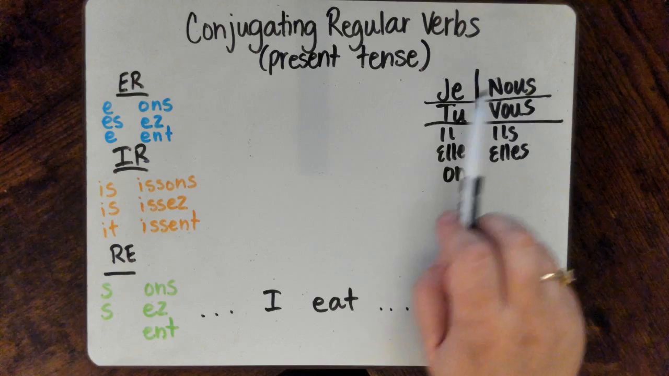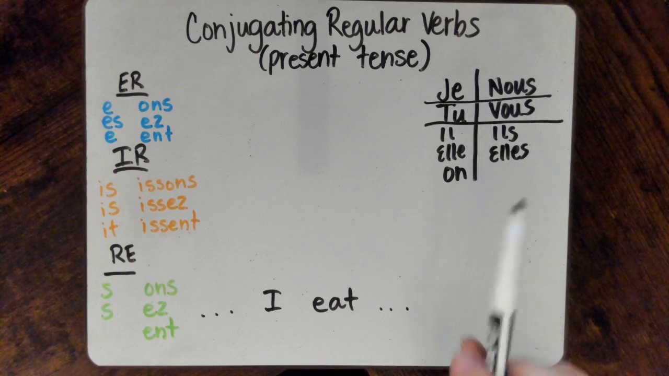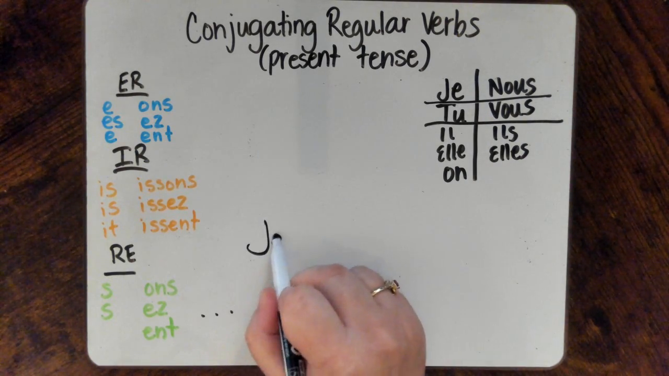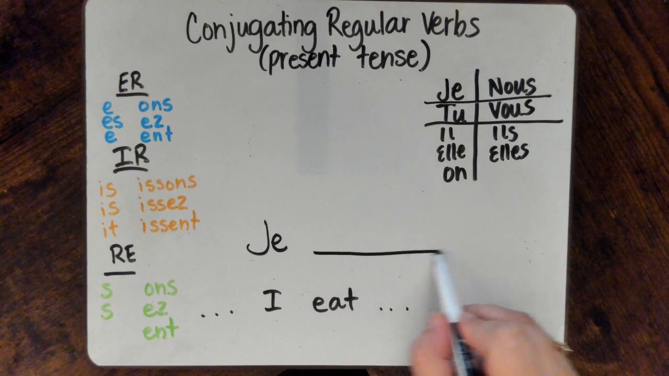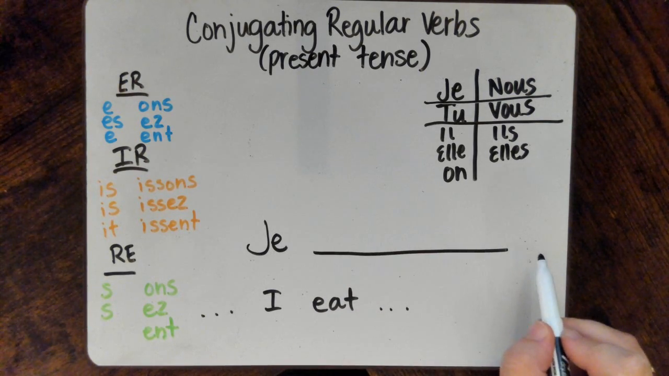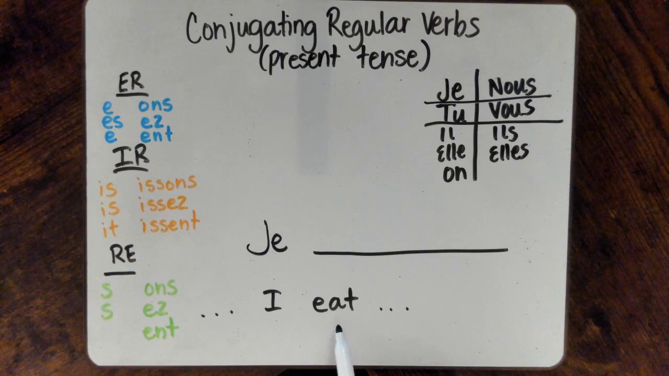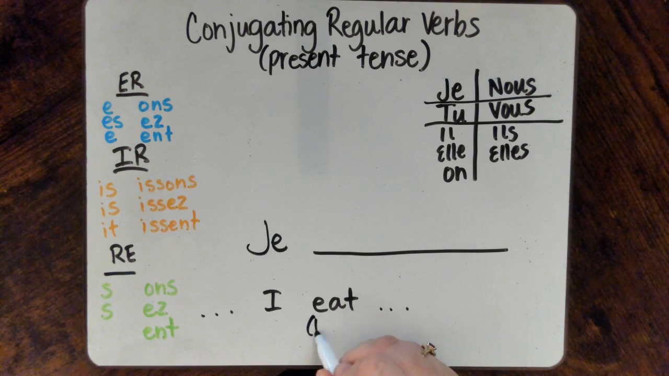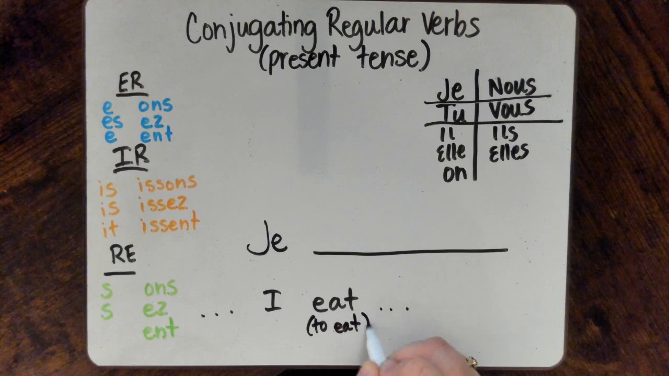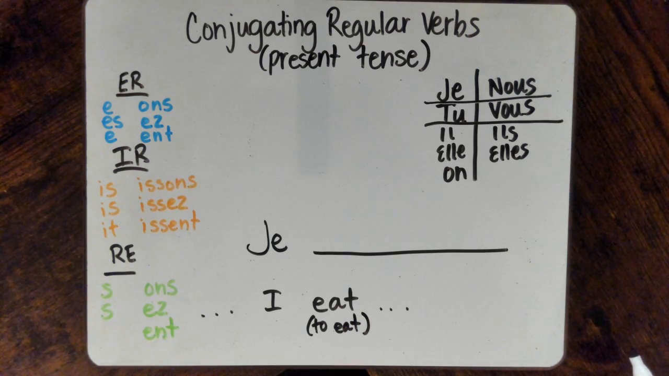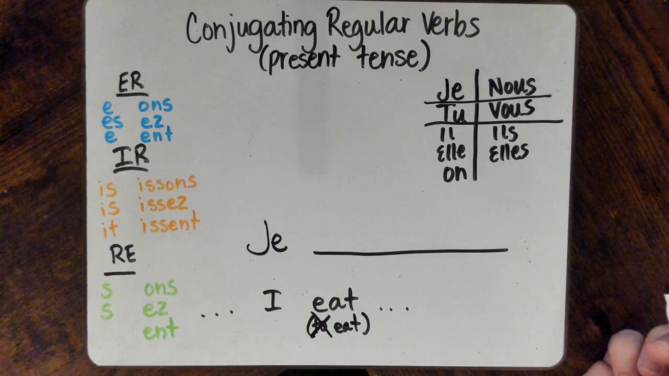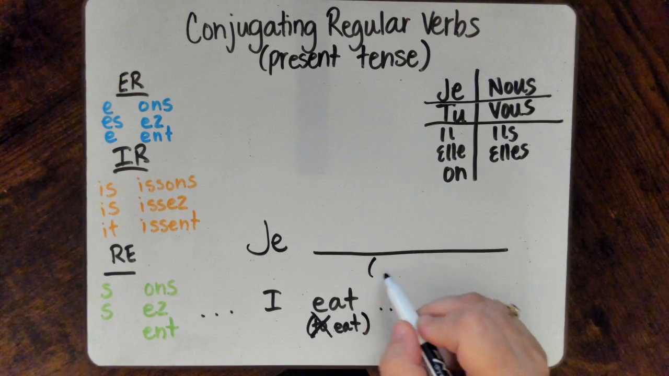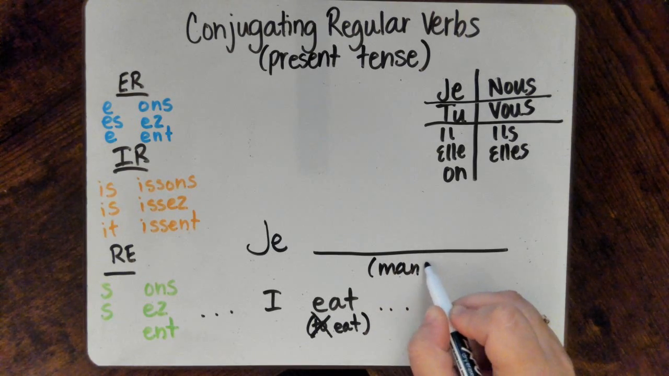Okay, so how do you say I? It's going to be one of these, and I is a pretty simple one. Most people remember that one. It's je. Okay, and then after that goes your verb. What's the verb for eat? So we really want to say to eat. Well, we don't want to say that, but we're going to start with that. Even in English, we started with to eat, and then to conjugate it, we took off the to. To eat in French is manger.